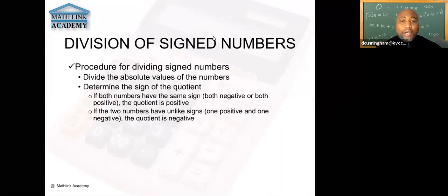Now, the division of signed numbers is pretty much the same. If both numbers have the same sign, then the quotient, the answer, is going to be positive. If both numbers have unlike signs, one positive and one negative, then the quotient is going to be negative. Basically, same signs, positive; opposite signs, the overall answer is negative.